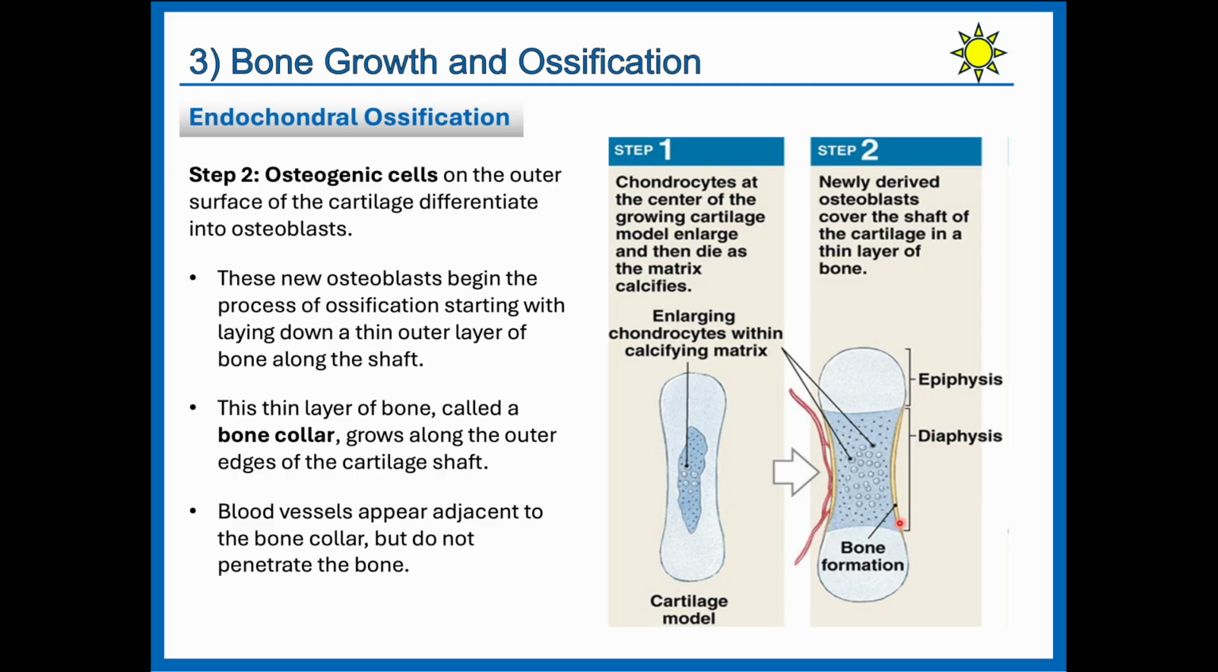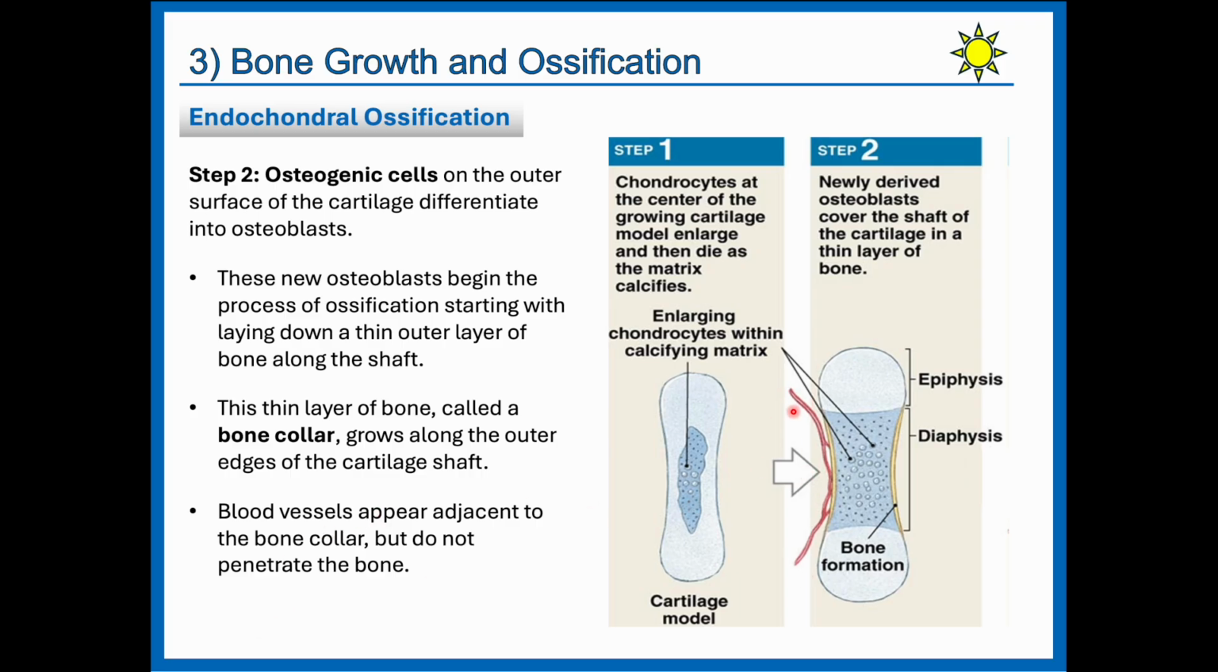You see this yellow? They're starting to form. This is the only place where you start having bone here. So this yellow part is this outer bone. This thin layer of bone is called a bone collar, because it's literally like a dog collar around the middle here. It's not inside, it's only on the outside. It grows along the outer edges of the cartilage shaft.